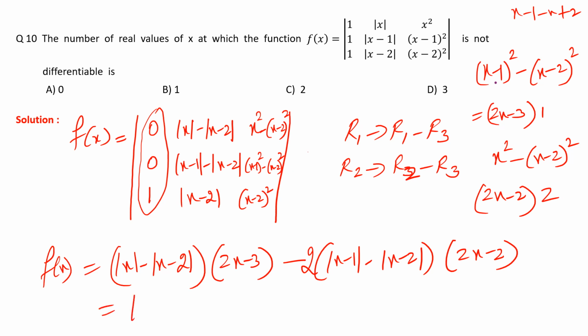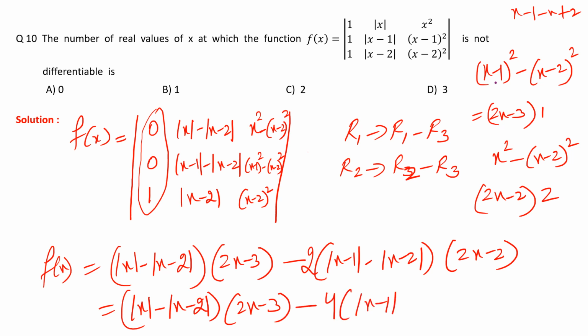Now I'm further simplifying this expression and rewriting it as mod of x minus mod of x minus 2 into 2x minus 3, and then minus 4 into mod of x minus 1 minus mod of x minus 2 into x minus 1. What I have done, I have taken out 2 common from this particular part, right? Now students, we will be simplifying this modulus function which has been used in this function fx, and then we'll use the concept of differentiability. Let's move further.